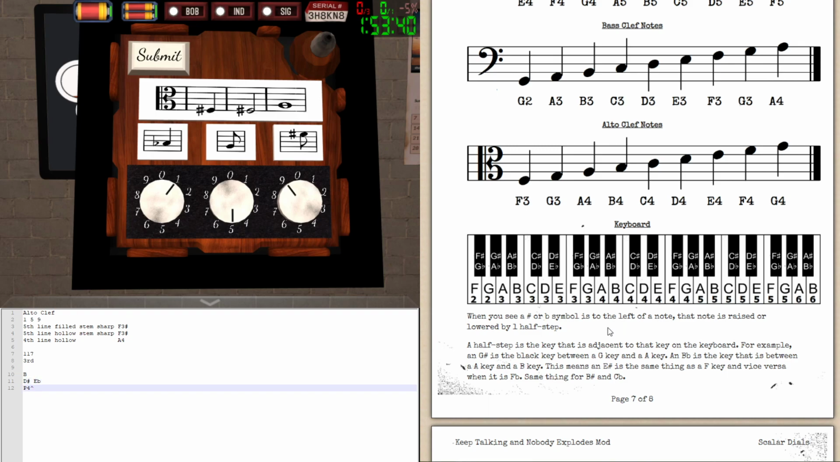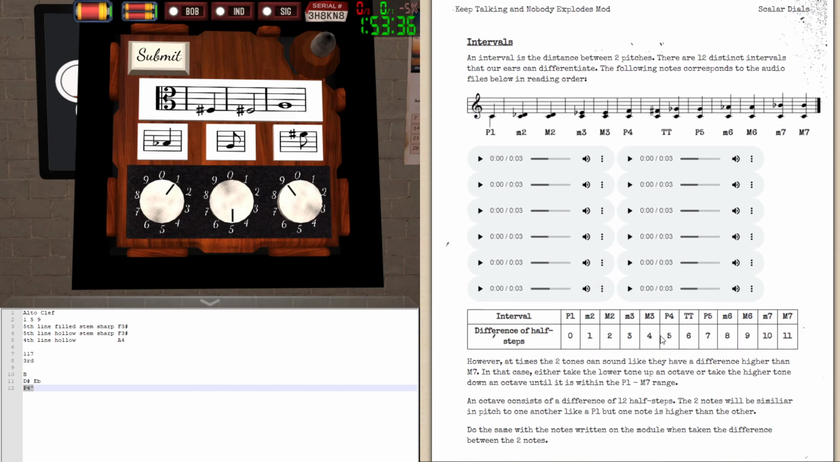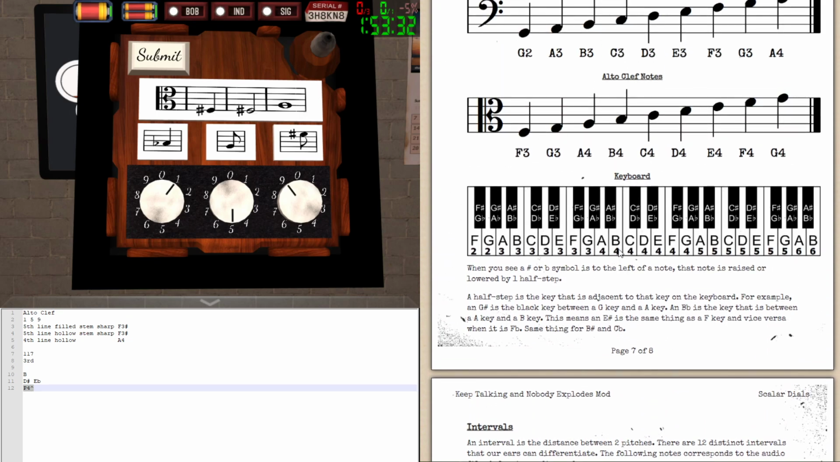And then we have a perfect fourth. So we're going to find the perfect fourth, which has a difference of 5 half steps. Start at B again, because that's the note on the screen we use. 1, 2, 3, 4, 5, that's an E.